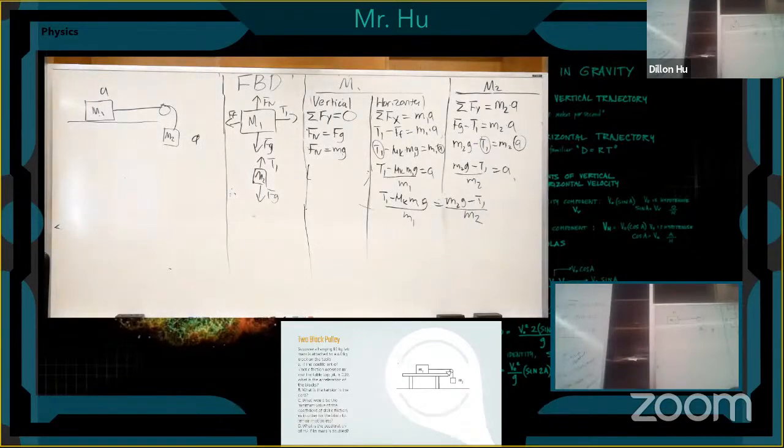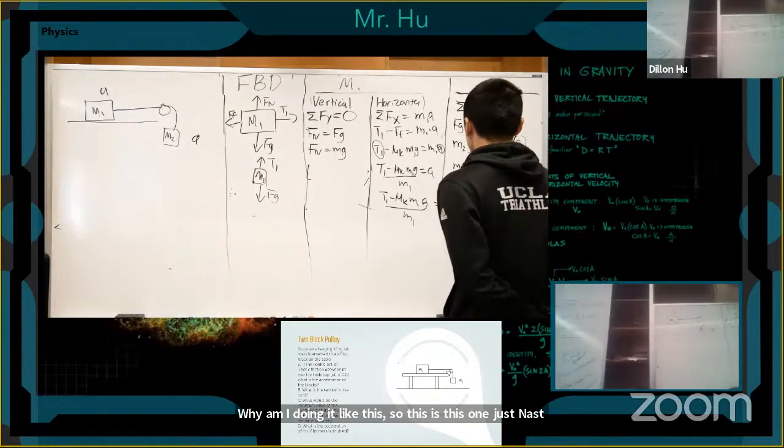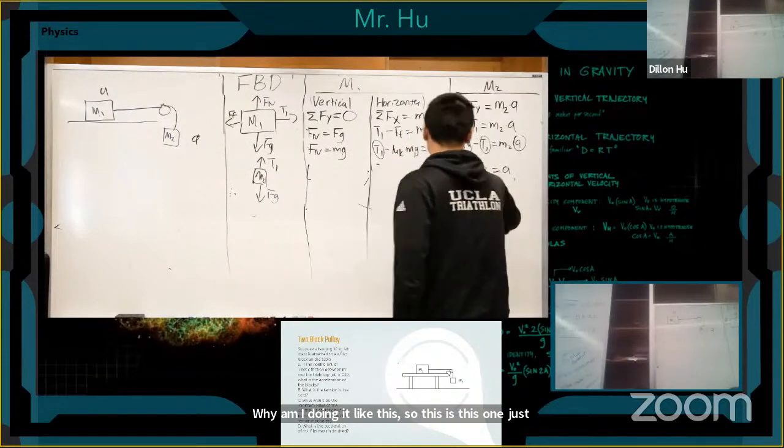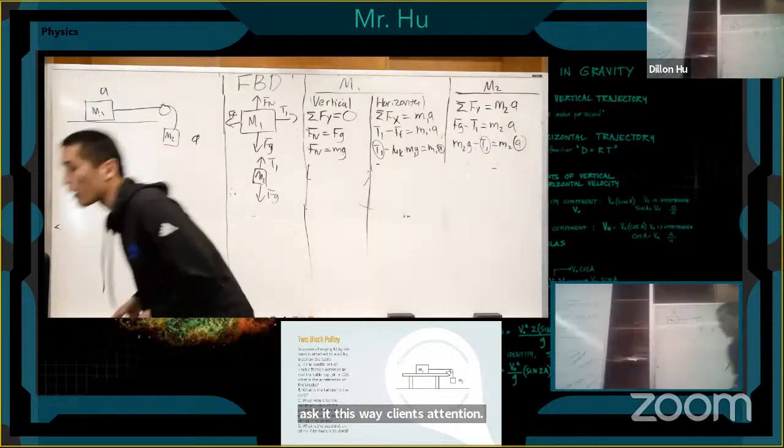Okay, so to do this more, why am I doing it like this? This way is just nasty. No, I'm sorry. This way finds tension first. No. We're gonna do the other way first. We're gonna find acceleration first. And I think that way is easier.